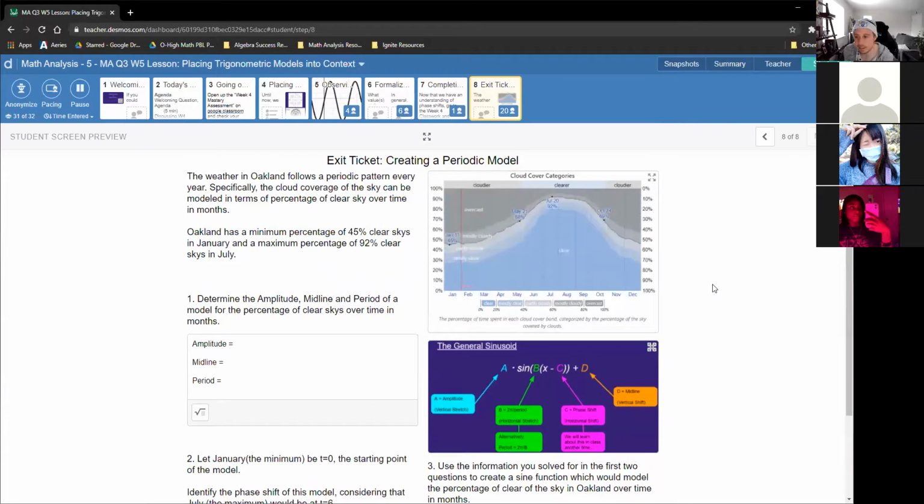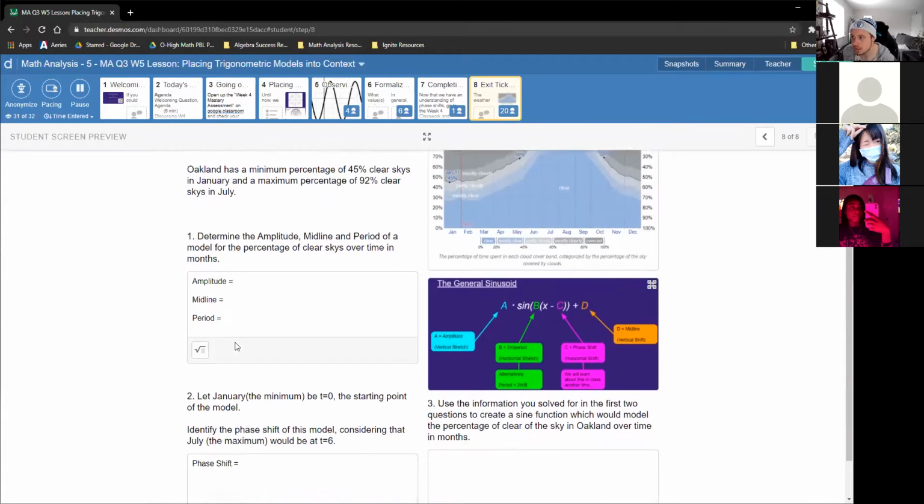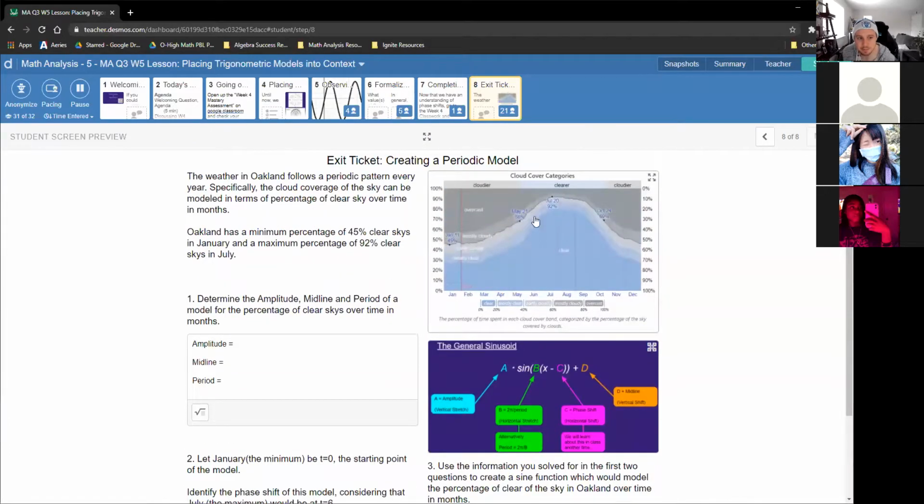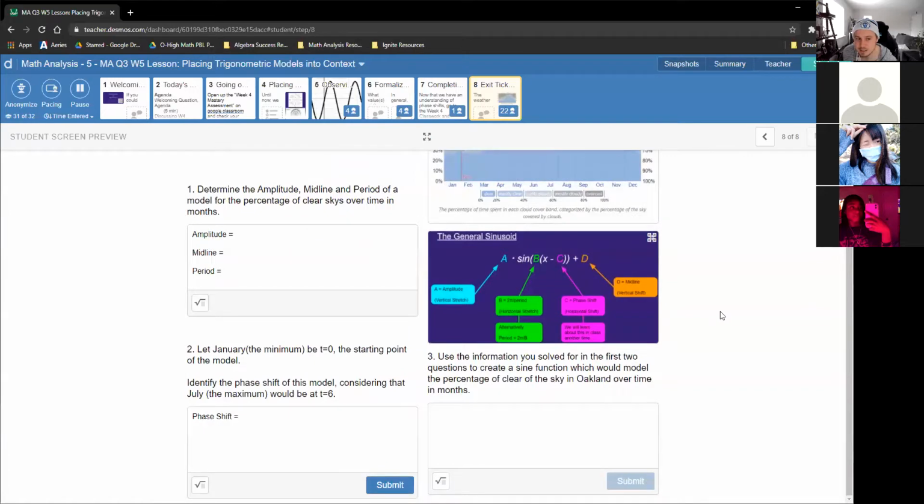So I would like you guys to go ahead and try that. Find the amplitude, midline, period first, because that's what we're used to, right? That's what we've been doing. And then go ahead and try to think about what would be the phase shift, right? This one I think is a little challenging, y'all, but I think you guys can do it if you use some brain power. All right.